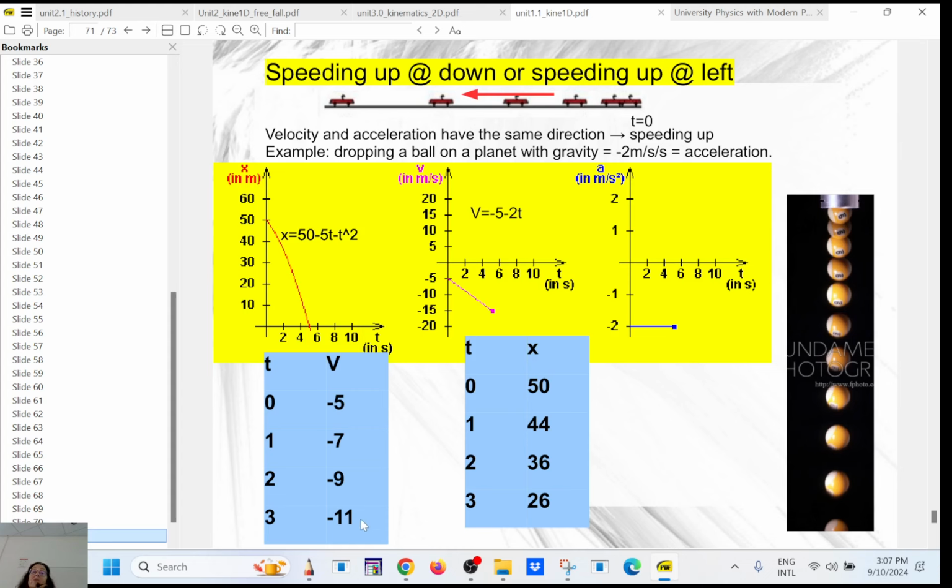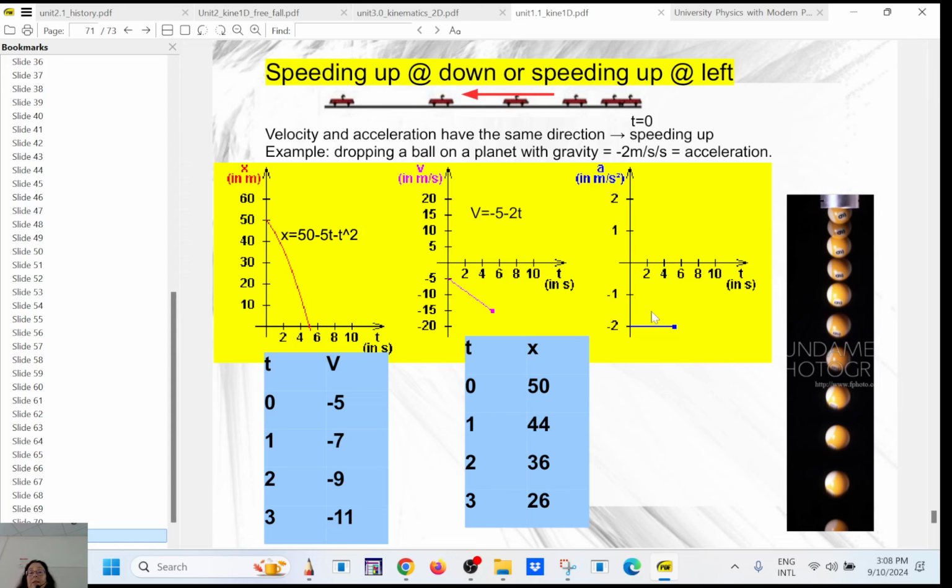So look at the magnitude of the velocity. Are the numbers getting bigger? Forget about the sign. Is it going faster? Yes, it's accelerating, but it's accelerating to the left.